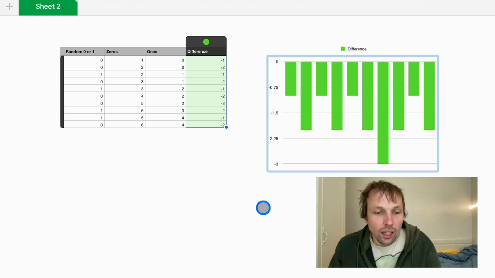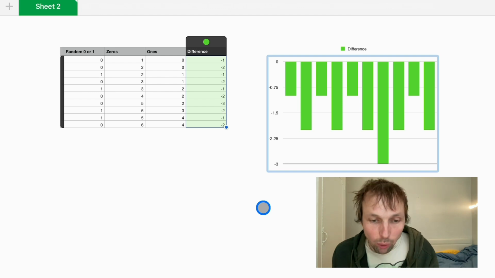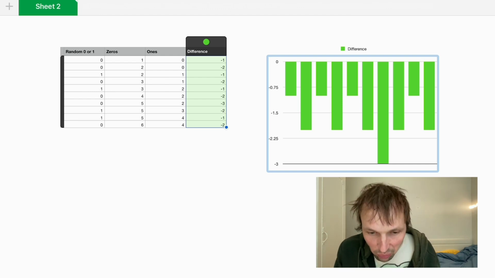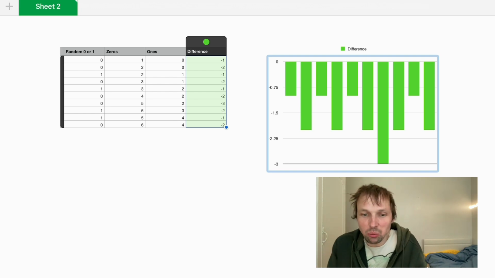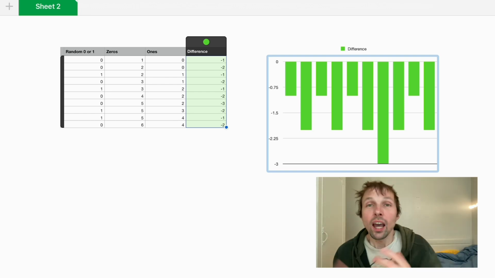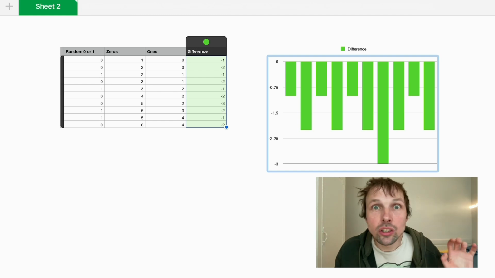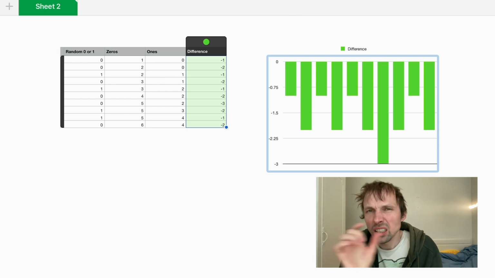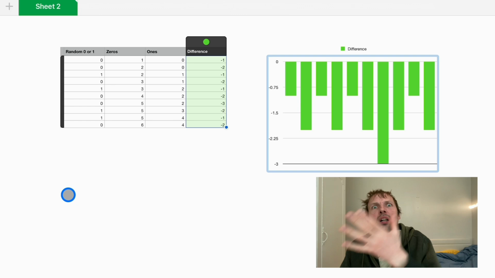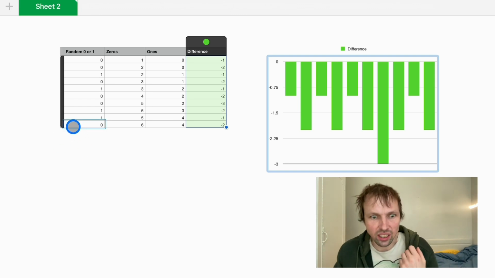Okay, so here, because at the moment we have more zeros, everything is under zero, and you can see the biggest difference was 3, but then it went back to 2. If you have millions of randomly generated zeros and ones, eventually they should be about the same amount, because that's how random works, or at least that's what I think.